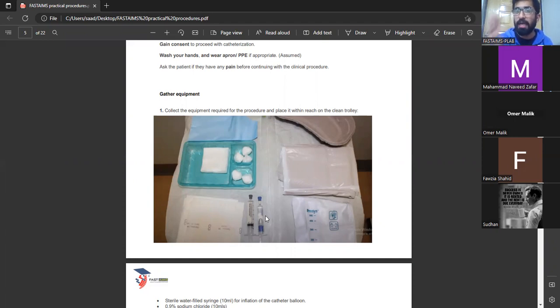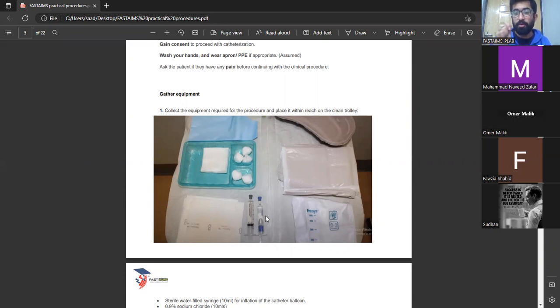Three steps: Gallipot, cleaning, draping, and then the kidney tray. Three things: a local anesthetic, catheter, and sterile water. And then the last thing, which is the bag: attach the bag to it.